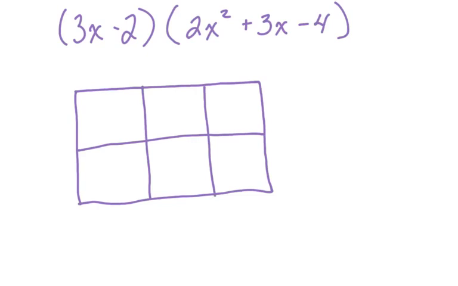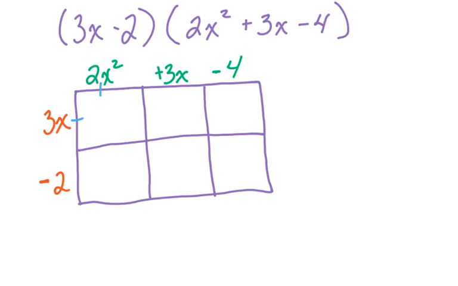So again, you're going to need to write your binomial going down one side and then your trinomial going across the other. So 3x minus 2 going down the side, and then I have 2x squared plus 3x minus 4. Remember, you take the sign with the number. So now we're going to do the multiplication. Again, you do the top down the side.